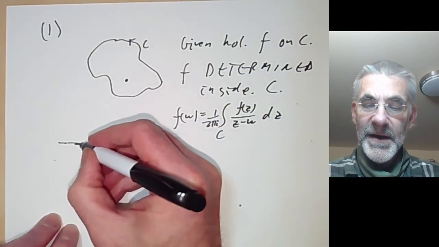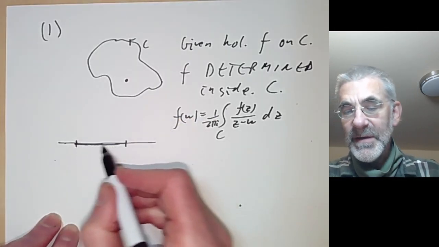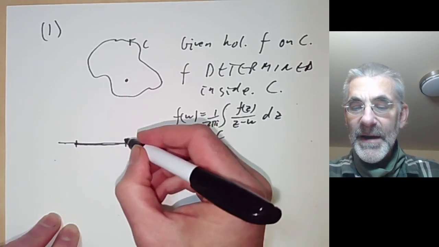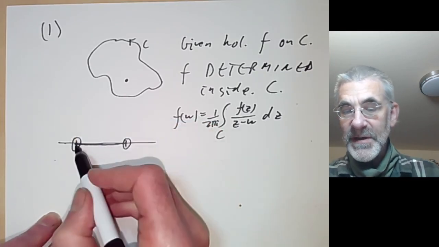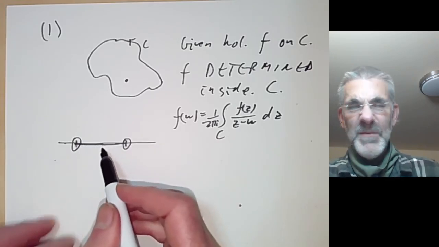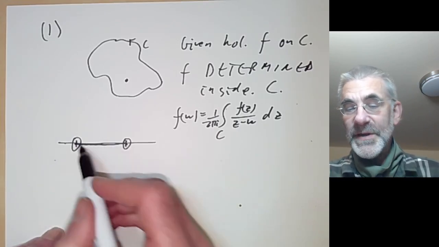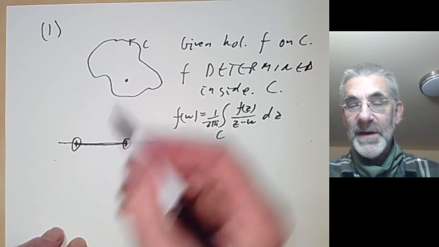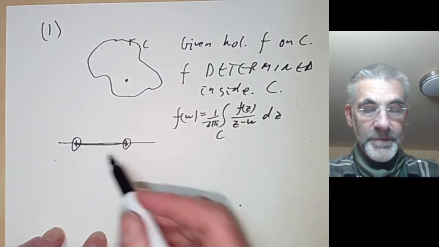It would be like saying I take an open subset of the real line, and I specify the values of a function at the endpoints of this interval and ask, well, what are the values inside the interval? Well, obviously that's stupid. Knowing the values of the function on the endpoints tells you very little about what it is inside, even if it's differentiable or analytic or whatever.